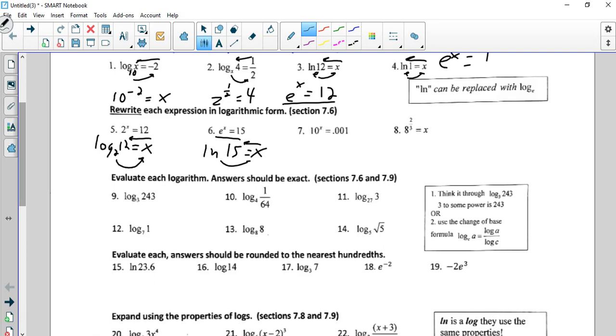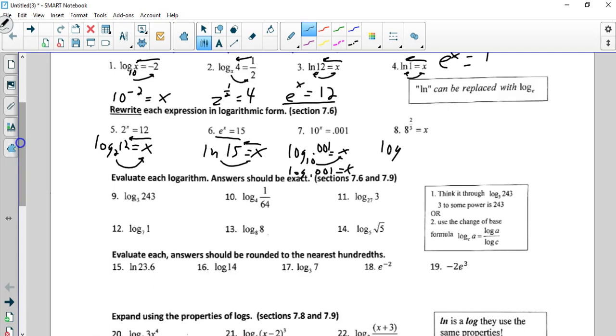Those arrows really do help. So on number 7, I start off by writing log. I can write log base 10, or I can just leave it log. If it helps you see that, that's fine. So 10 to the x equals 0.001. And again, you could just write that as log 0.001 equals x. Perfectly acceptable answer.